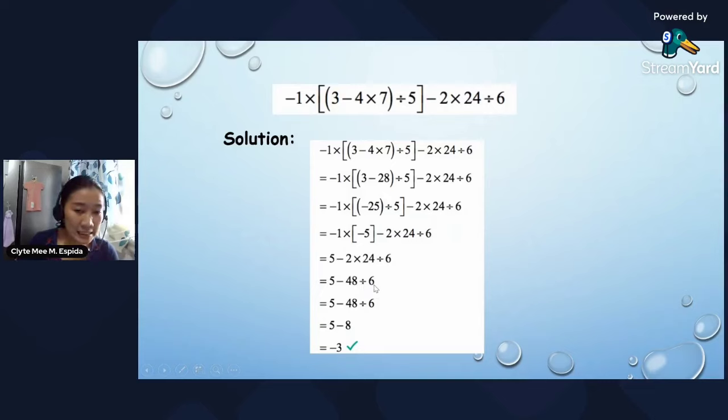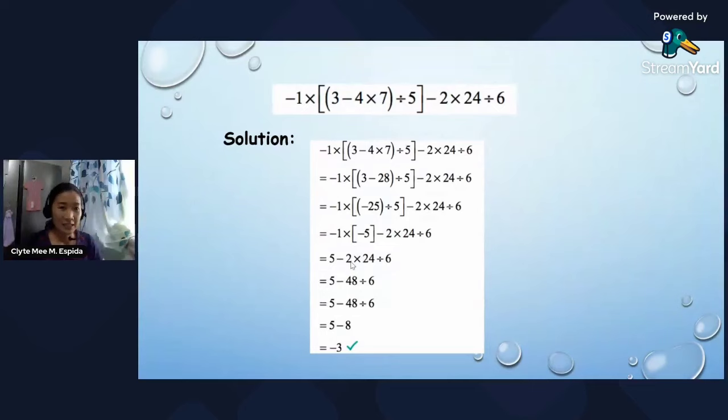Divide 6. So we will have division first. So 48 divide 6 is 8. Now you will subtract 5 and 8. 5 minus 8 is negative 3. Okay, so the correct answer is negative 3. Okay, congratulations for those who got the correct answer.